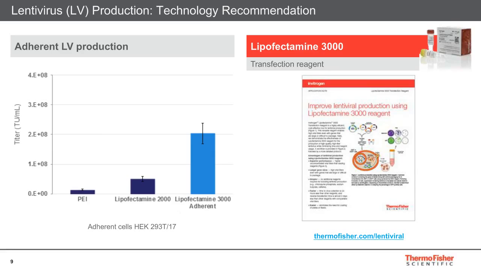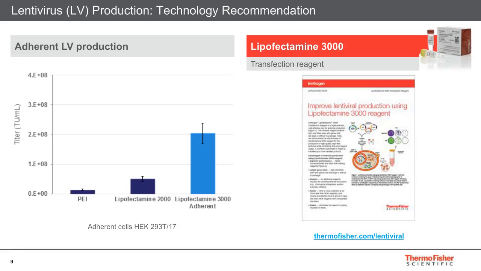But let me focus on the middle here, which is really around vector productions. And I'll say a few words about the adherent system. So like I said, there's a lot of adherent system being used right now. And so we thought a lot of the system actually use older generation transfection systems, such as calcium phosphate or PEI, that work to some degree.